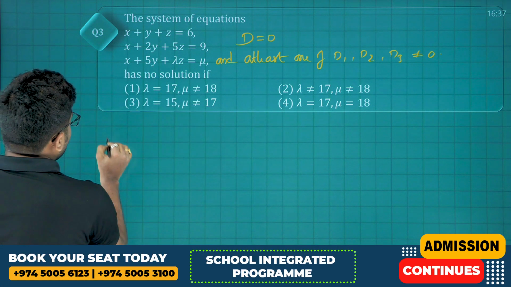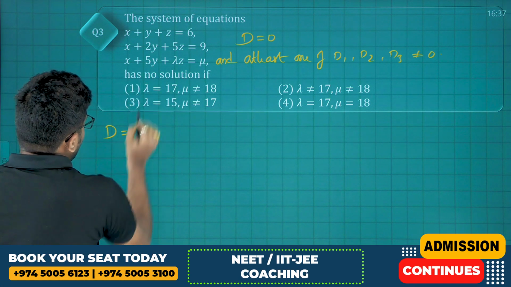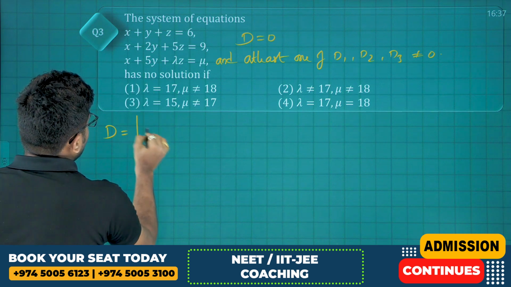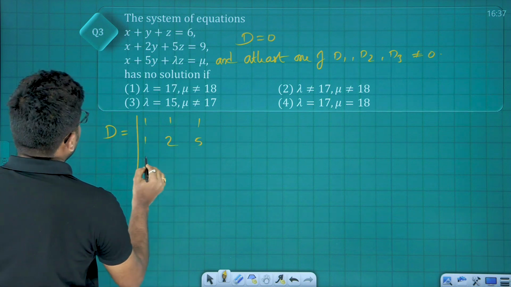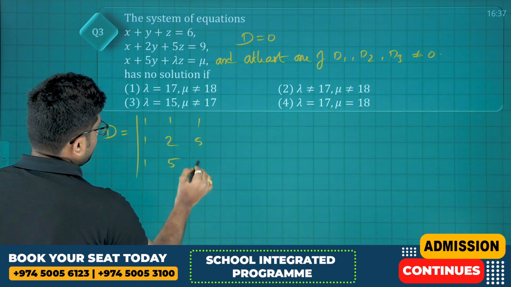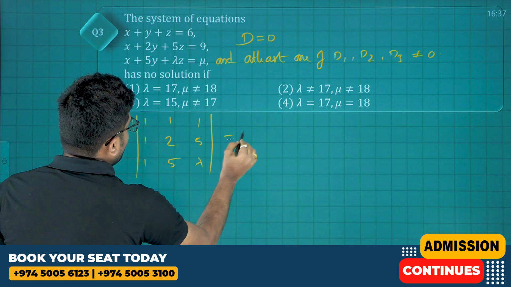So first, what is D? D should compulsorily be 0. D is nothing but the determinant with rows 1 1 1, 1 2 5, 1 5 lambda. This should be equated to 0.